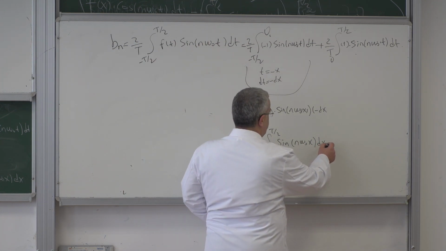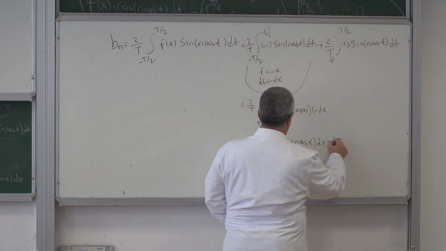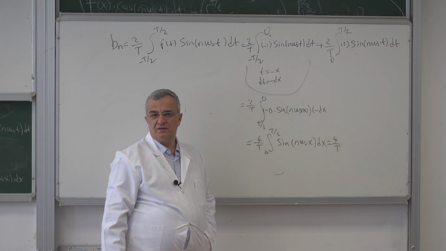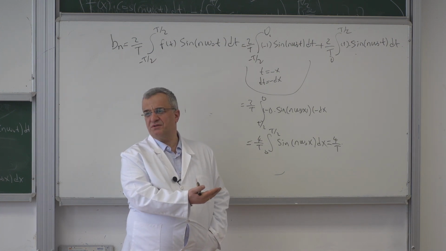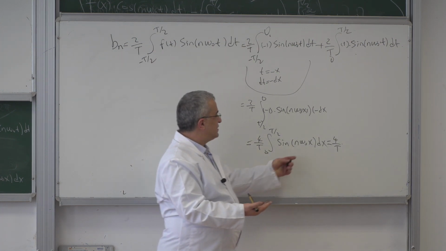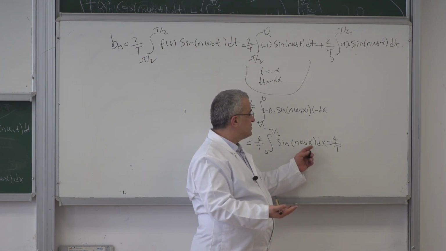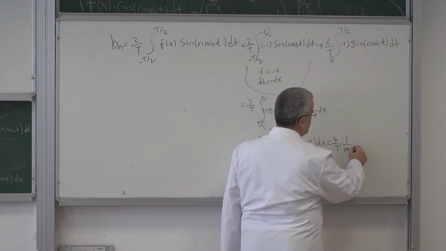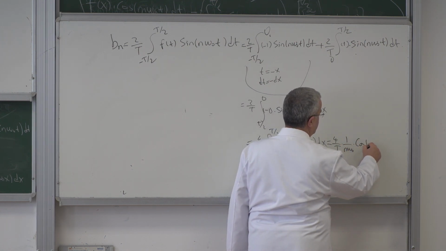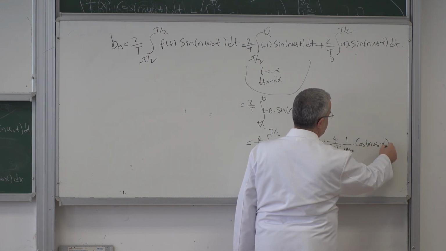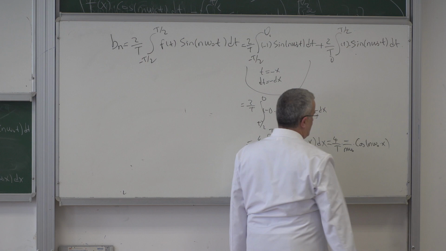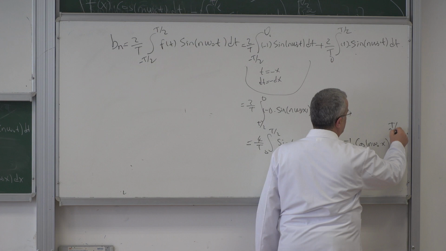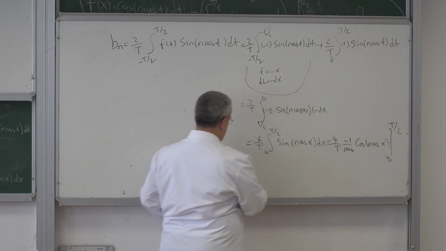So what is this now? 4 over T. What is the integral of that? Come on, all of you know this. Please respond. What is this equal to? Integral of sine n omega 0 x is 1 over n omega 0 cosine n omega 0 x. Of course, you have to have here minus 1, right? From 0 to T over 2. So what is that equal to?